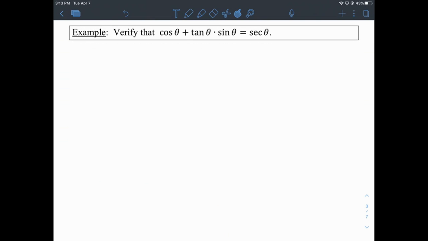Next one. So cosine theta plus tangent theta times sine of theta. We want to verify that that equals secant theta. So I would definitely suggest, if you're feeling independent, please, at any point during this process, pause the video, try these by yourself, because you're going to learn more.